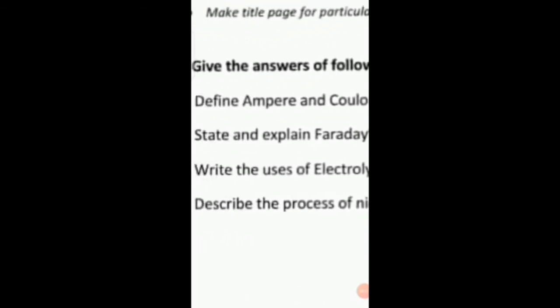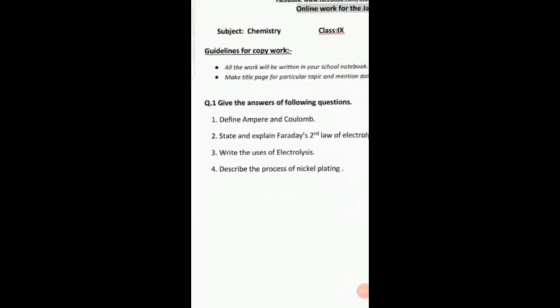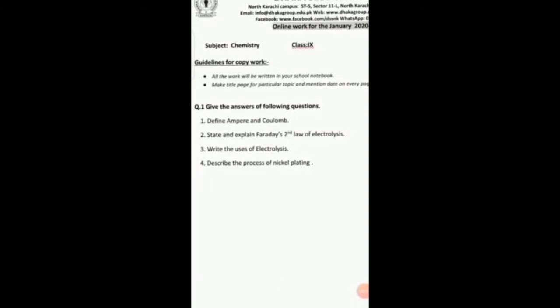Now this is the work which you have to complete in your copy. Define ampere and coulomb. State and explain Faraday's second law of electrolysis. Write the uses of electrolysis. Describe the process of nickel plating.